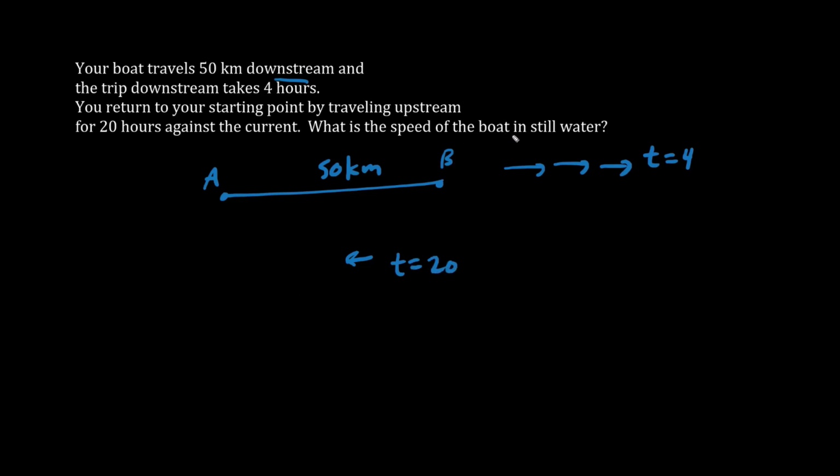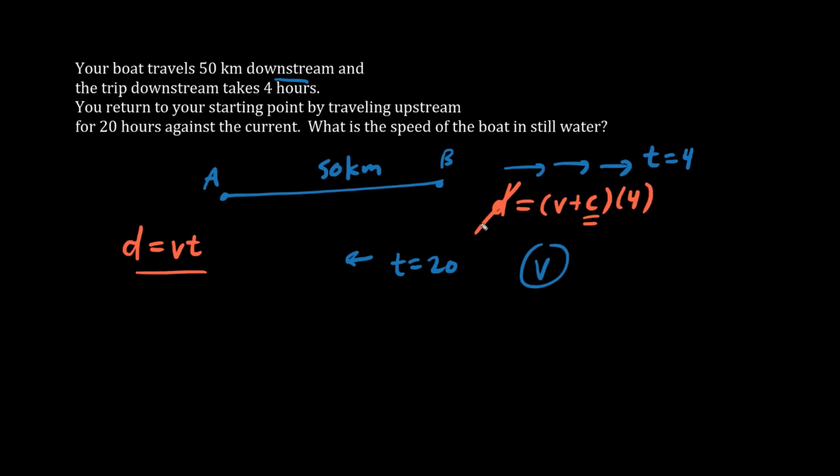What is the speed of the boat in still water? So we're trying to find v, the velocity of the boat in still water, not including the current. So recall the classic formula, distance equals velocity times time. When we travel downstream, we have distance equals velocity plus the current, because we go faster than usual, multiplied by time, which is given as 4 hours. And we know that the distance is 50 kilometers. We'll call this equation number 1.